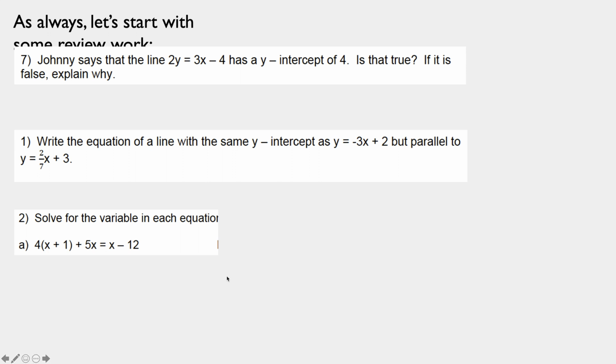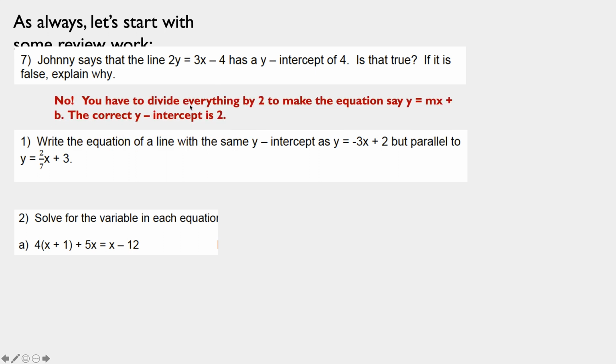However, if we look carefully over here, it does not say y equals. It's not in proper format. It says 2y equals. So I have to divide everything by 2. And when I do that, the negative 4 divided by 2 is going to give me negative 2. So no, you have to divide everything by 2 to make the equation say y equals mx plus b.